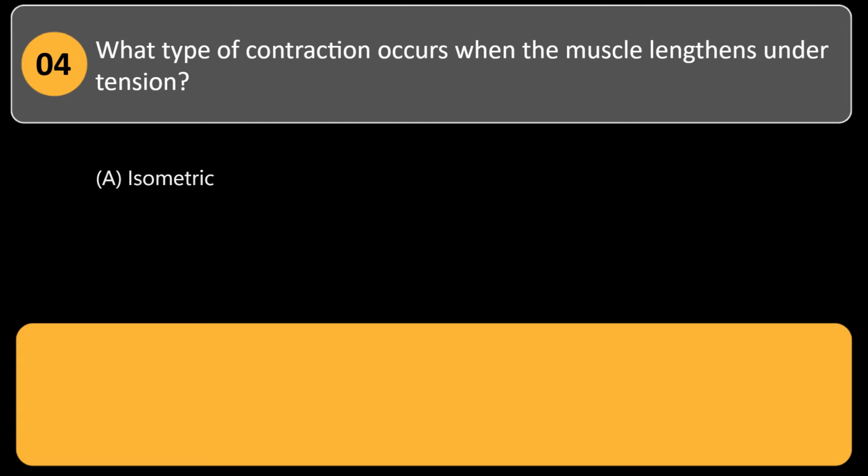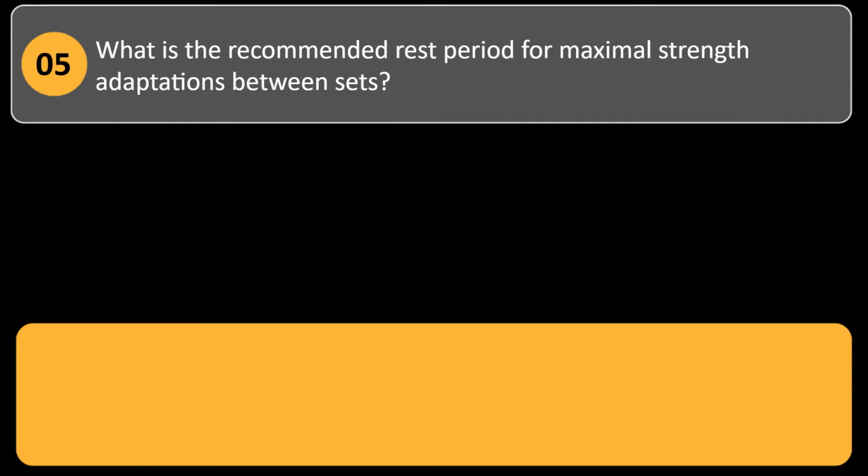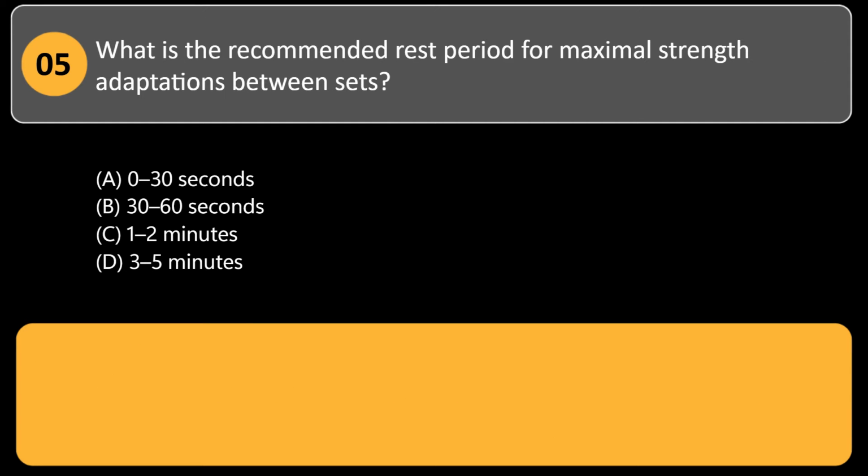What type of contraction occurs when the muscle lengthens under tension? A. Isometric. B. Eccentric. C. Concentric. D. Static. Answer: B. An eccentric contraction happens when the muscle elongates while under tension, such as during the lowering phase of a bicep curl.